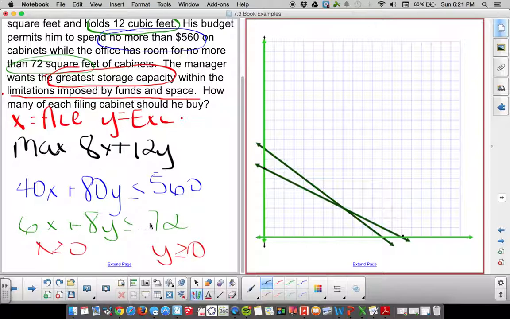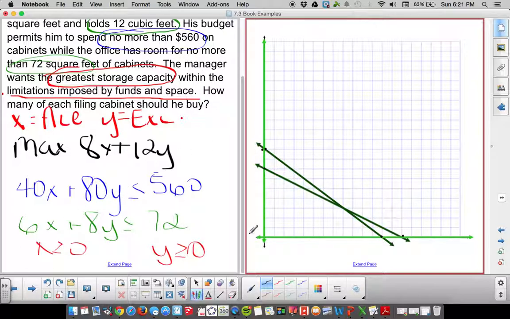6x plus 8y less than or equal to 72. 72 divided by 6 gives me my x-intercept, which is 12. So that is this point here. And 72 divided by 8 gives me 9, which is this point here. Okay?